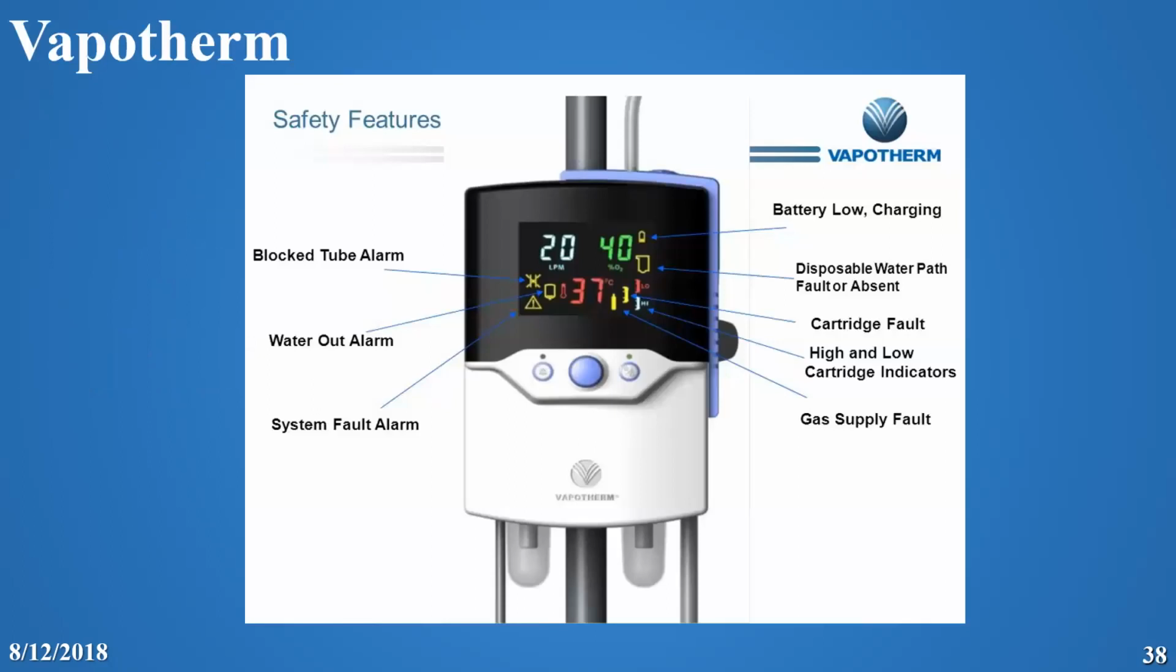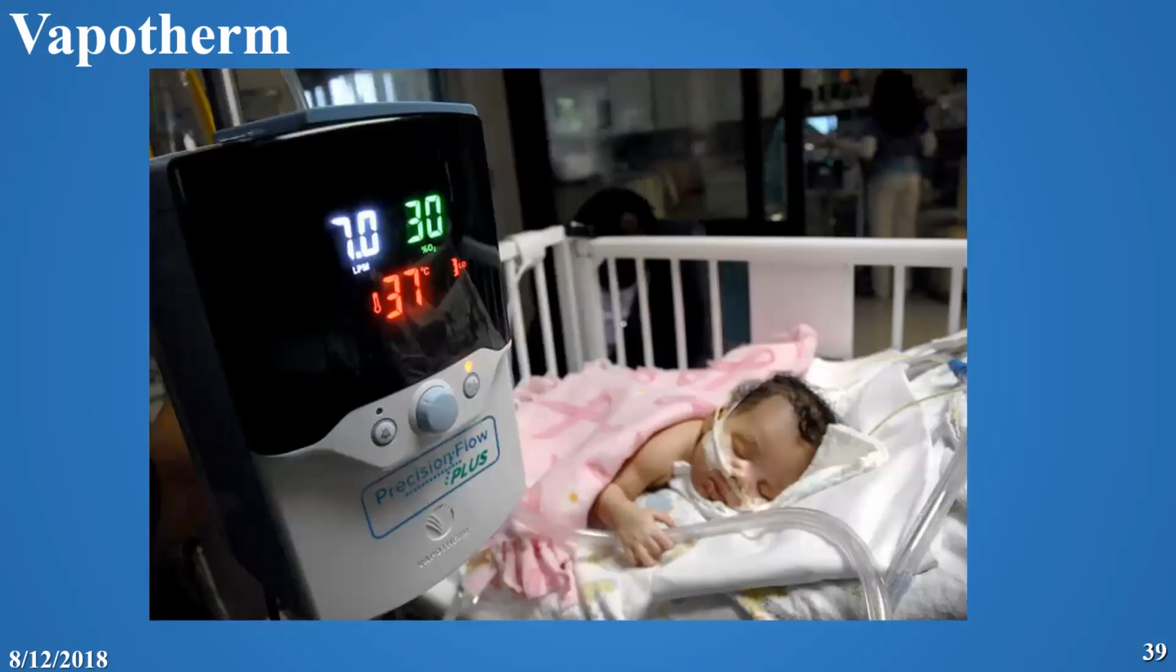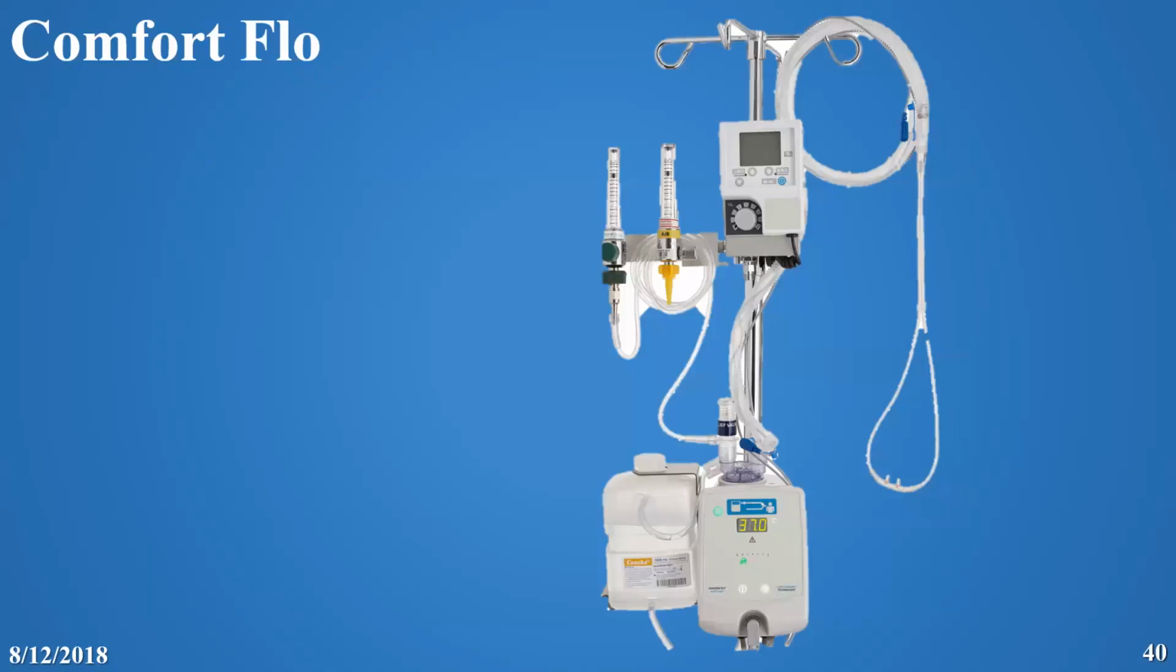So this is the Vapotherm. And you can see that it has some features such as alarm, humidification, temperature, the amount of flow, the amount of oxygenation. So it gives you exactly what you are doing. And you can see this is an example of high flow on a Vapotherm. This is our Vapotherm being used on infant.